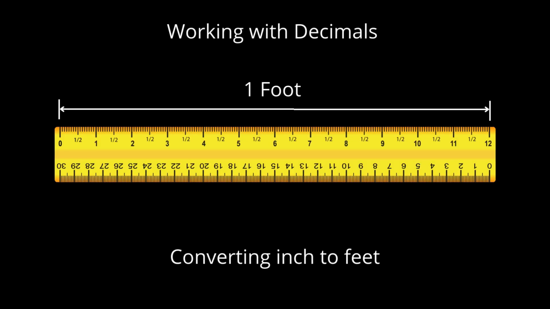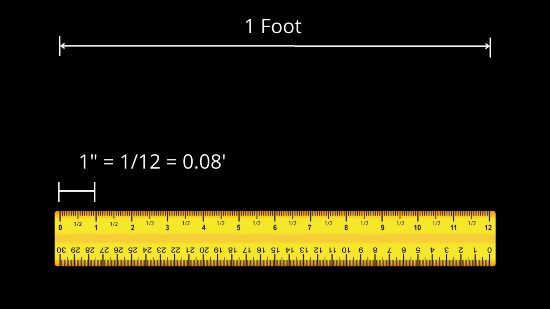In concrete estimating, we need to know how to convert inches to feet. Since 1 foot has 12 inches, we just need to divide inch values by 12 to convert to decimal feet. 1 inch divided by 12 equals 0.08 feet. 2 inches divided by 12 equals 0.167 feet.